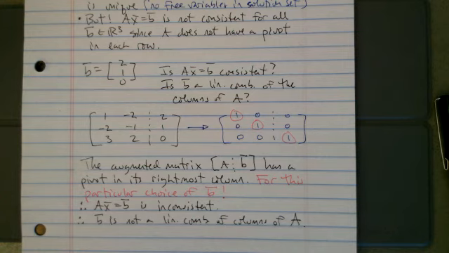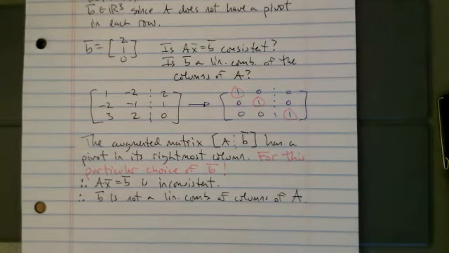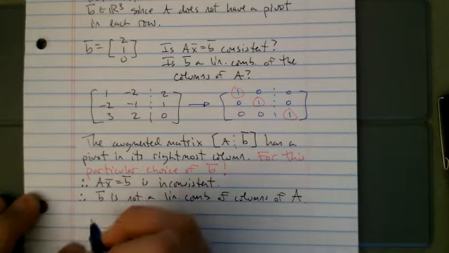So there are other choices of B where we would get a consistent equation. And there are choices of B that would be linear combinations of the columns of A. But for this particular choice of B, 2, 1, 0, we found that B was not a linear combination of the columns of A. For that B, AX equals B is inconsistent. For those of you reading ahead into linear transformations, B is not in the range of T.